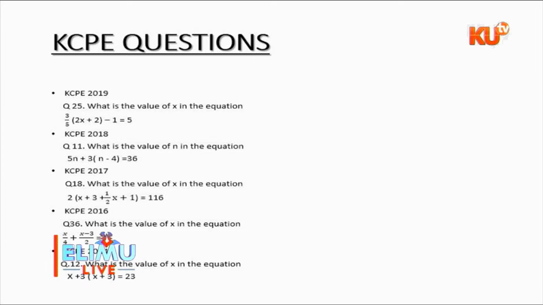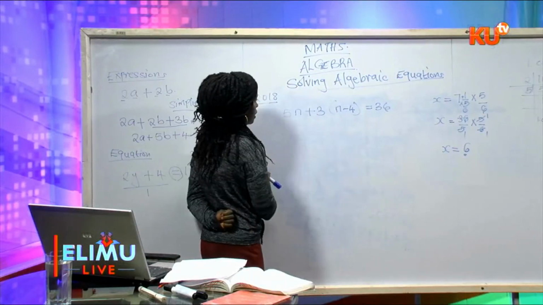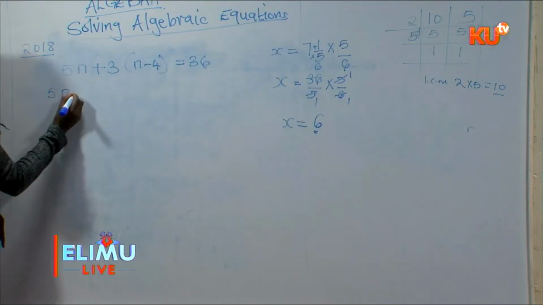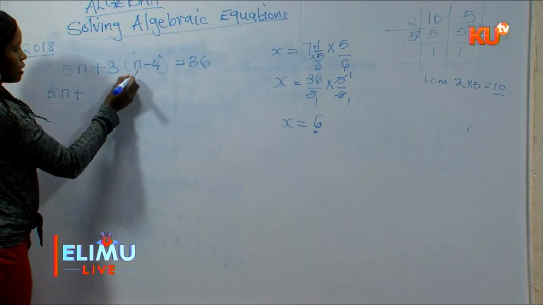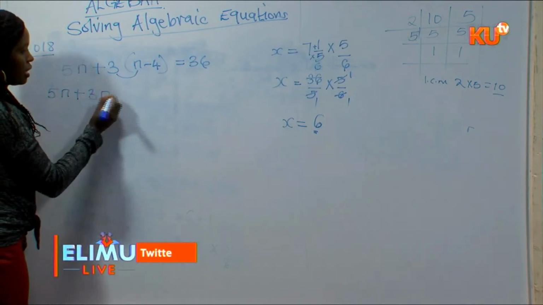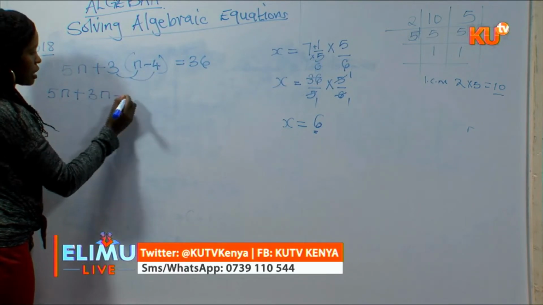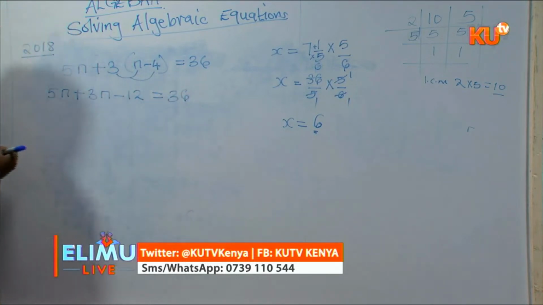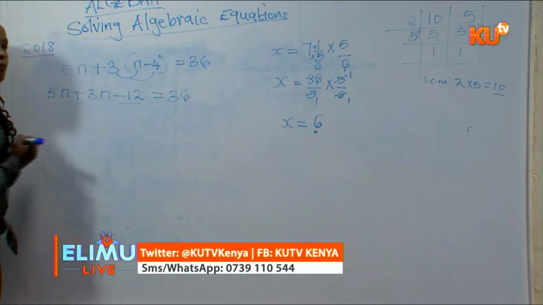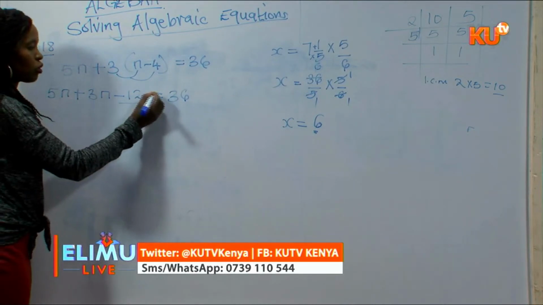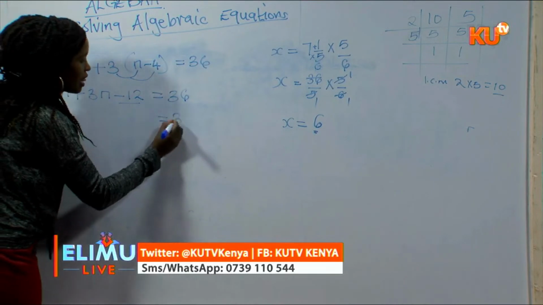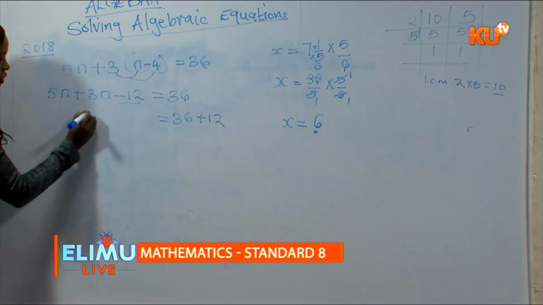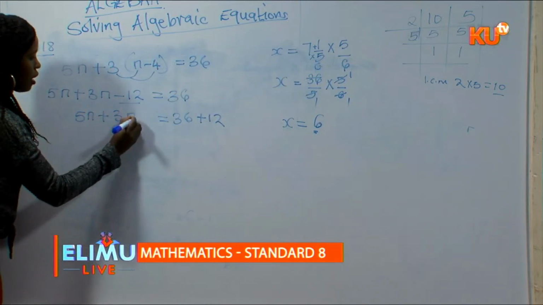For us to get the value of n, you can see we have a bracket inside here, so we have to open it up first. So we copy down what we have, 5n plus, here we open up, n times 3, we get 3n, then minus 4 times 3, we get 12, is equal to 36. This is minus 12. I take it to the other side. When it crosses over, it's going to be 36, it changes to positive. So I have 5n plus 3n.